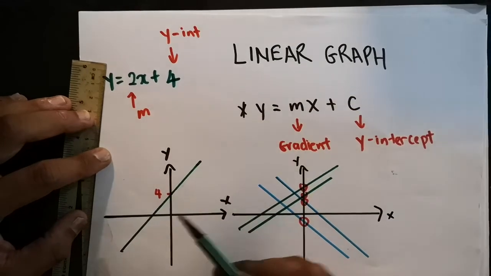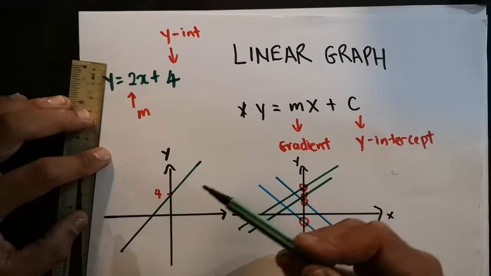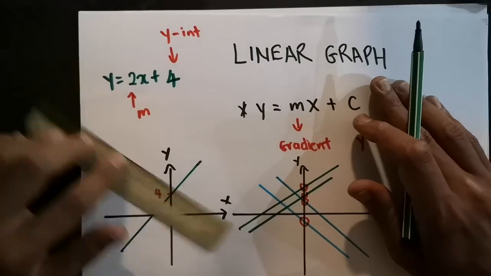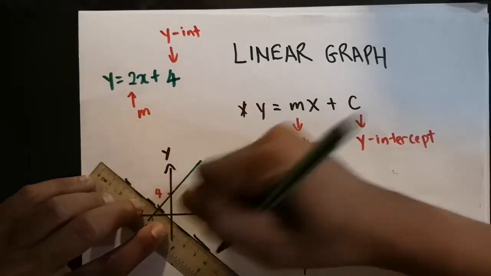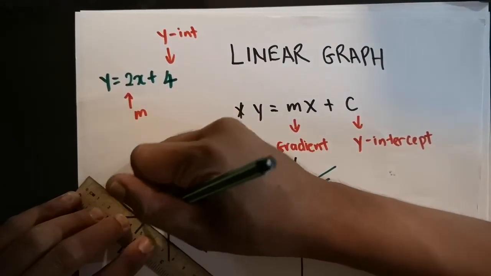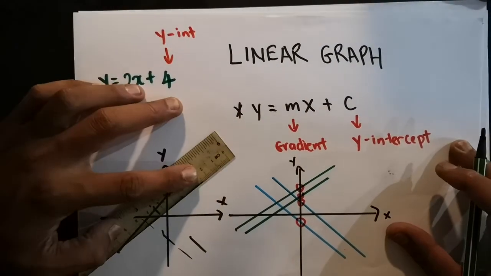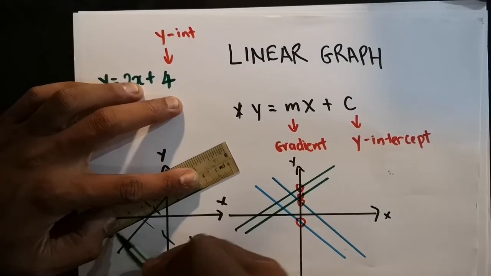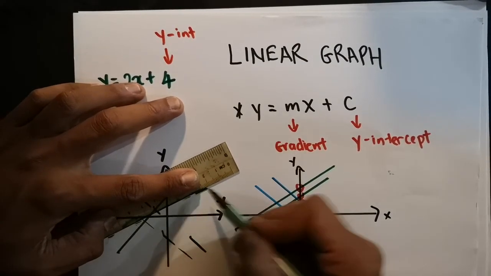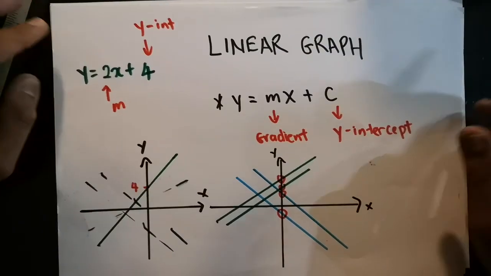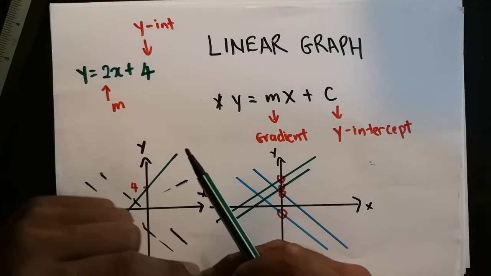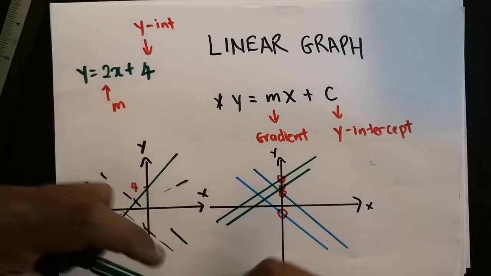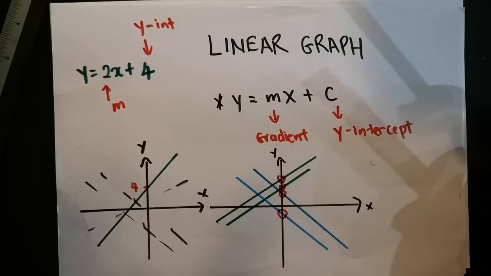Okay, it must cut at 4. If your graph doesn't cut at 4, it's wrong. Or if it's going this direction, it's wrong. Or this direction, it's wrong. Or like this, it doesn't cut at 4, it cuts at 2 or 1 or whatever number that is not 4, it's wrong. Okay, so that is basically the rough idea of how a linear graph is. I will make a video on how do you plot a graph. In this linear graph, if you don't plot, you will never know how a straight line graph works.